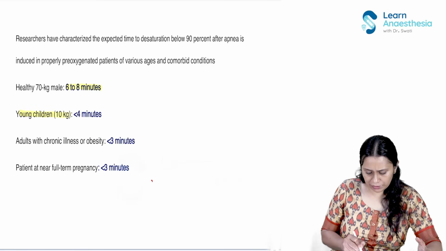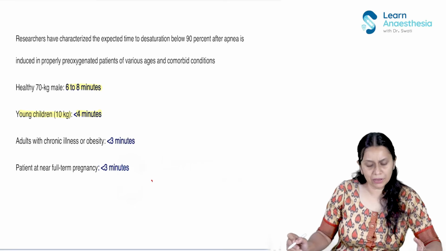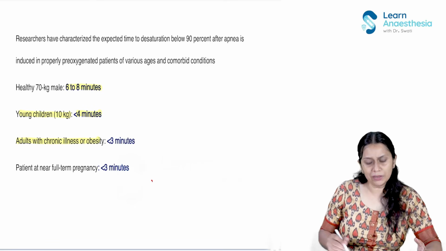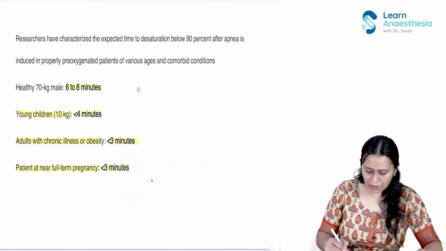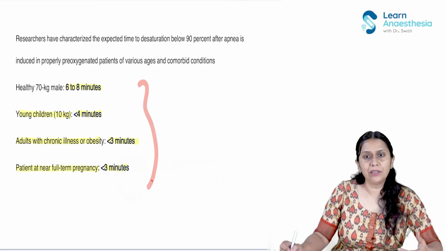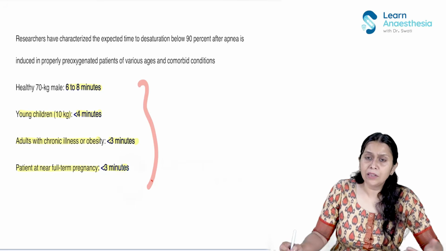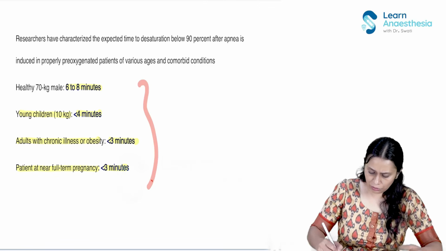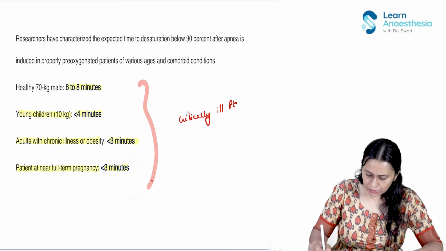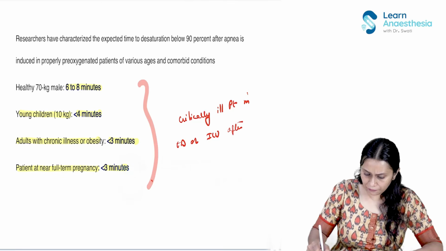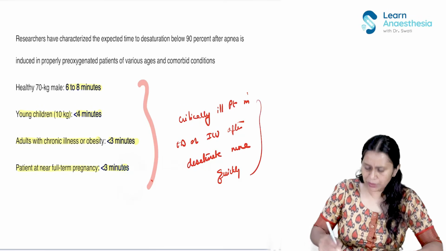But in younger children, less than 10 kg, less than 4 minutes is the apnea time. The adults with chronic illness or obesity, less than 3 minutes, and patient near full-term pregnancy, less than 3 minutes. So, these are the apnea times. And emergency patients may have even lesser apnea time. They desaturate very fast. So, remember, critically ill patients in the emergency department or ICU often desaturate faster, more quickly, right? So, what are the ways of pre-oxygenation?